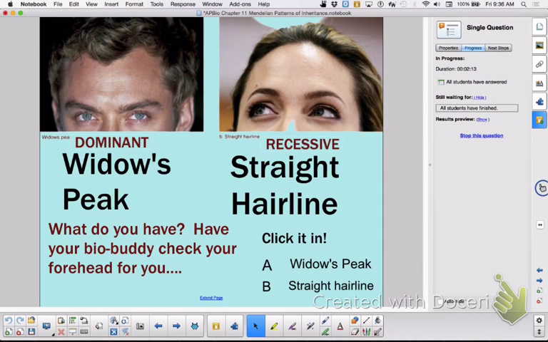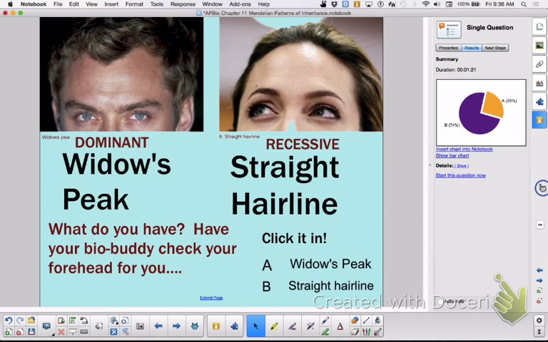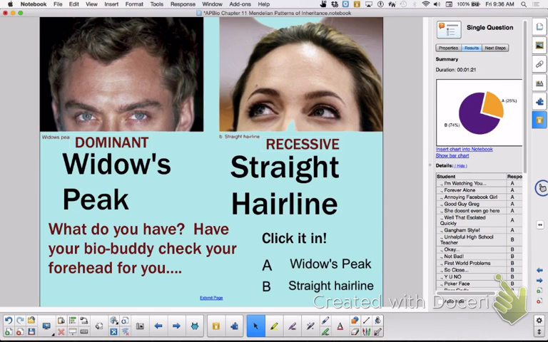Okay, guys, while they're doing that, pay attention to me. Now, take a look up here, okay? What trait was most prevalent in the room? Straight hairline. Is that a dominant or a recessive trait? Recessive. So this shows you that just because a trait is dominant does not mean it's the most what? Prevalent, okay? So, yeah, just put the extras back in there.